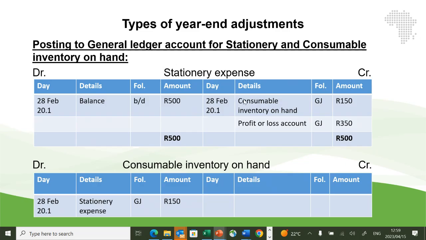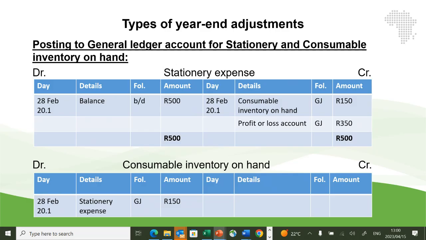You will notice then that the debit side is more than the credit side, because on the debit side we have 500, but on the credit side we only have this 150. So we need to have 500 here as well. The difference between 500 and 150 is 350, which we close off to the profit or loss account, because I said income and expenses are closed off to a profit or loss account.